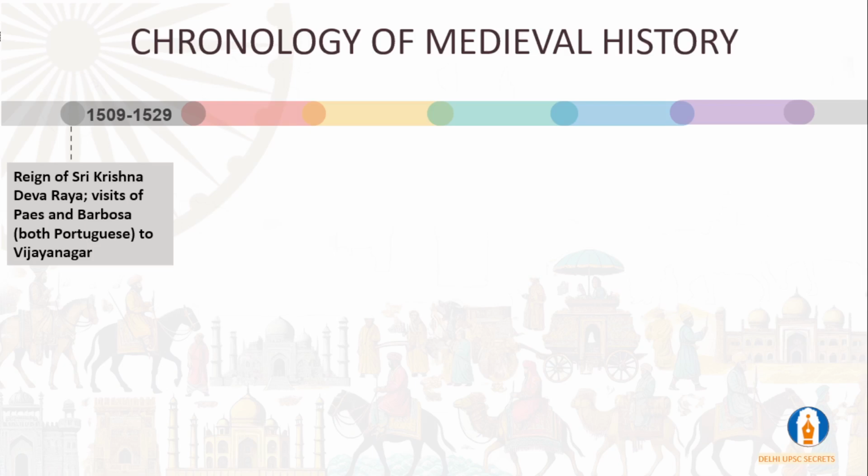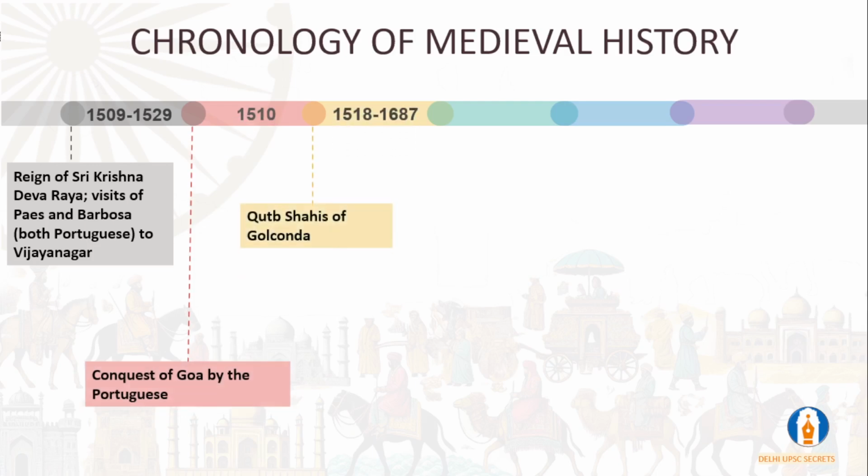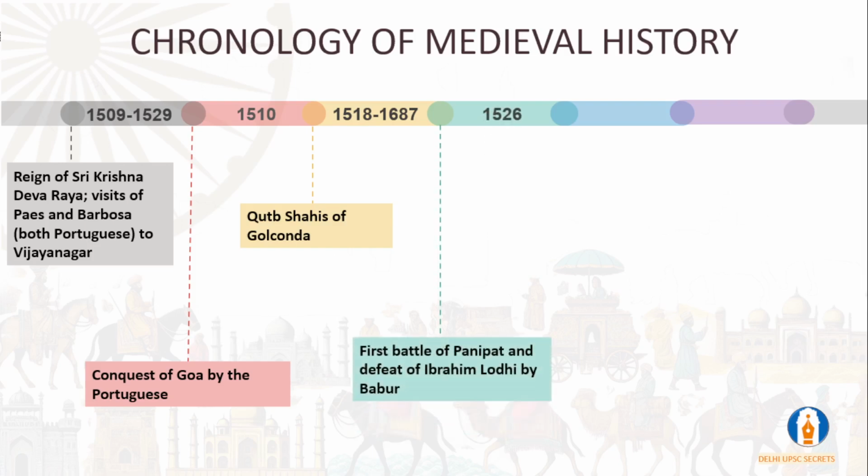1509 to 1529 is the reign of one of the greatest kings of the Vijayanagara Empire, Sri Krishna Deva Raya. Then 1510 is when the conquest of Goa by the Portuguese happens. They started establishing their settlements there. And 1518 to 1687 AD, we see the Qutb Shahis of Golconda. 1526, the first battle of Panipat happens between Ibrahim Lodi and Babur. Ibrahim Lodi was defeated by Babur in this first battle. Then the Battle of Khanwa and the defeat of Rana Sanga happens.